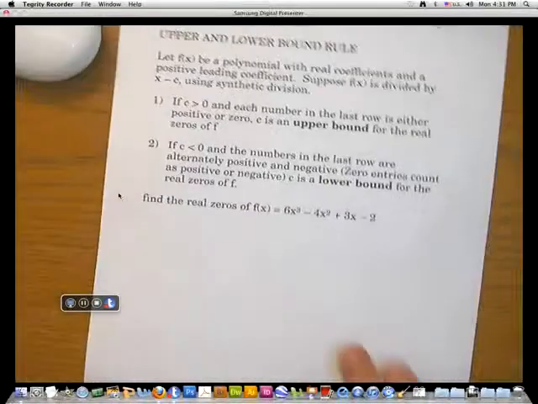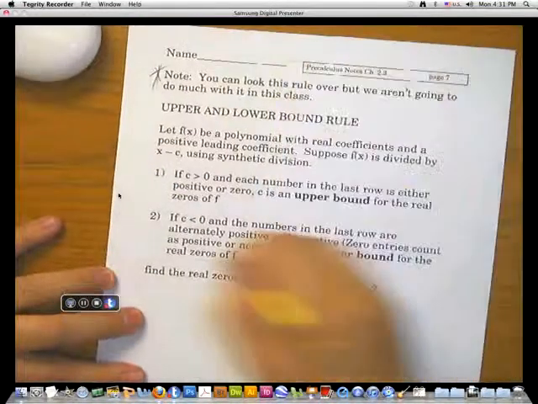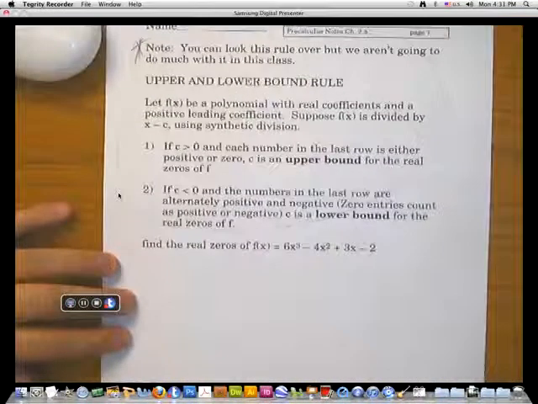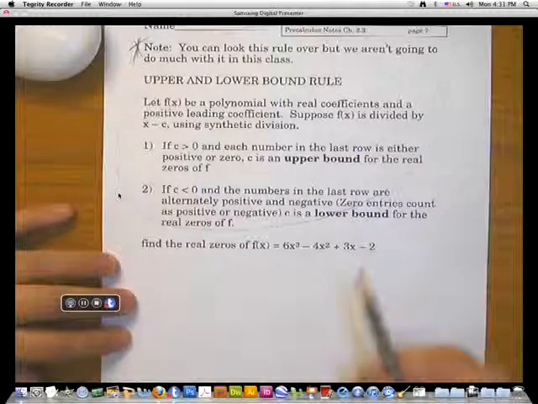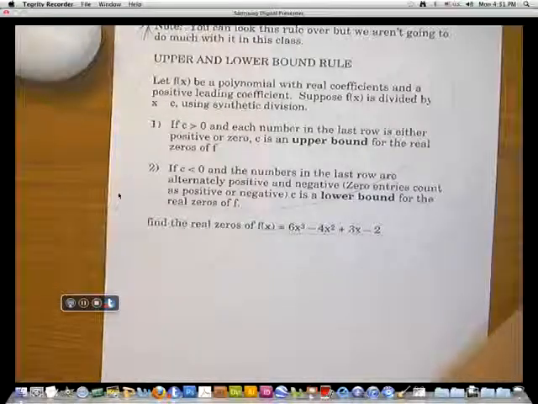Alright, on page 7, as you can see up here, we're really not going to be using this too much, but you can read through it. What I'd rather you focus on is this example down here. I would like you to try to find all of the real zeros that exist.